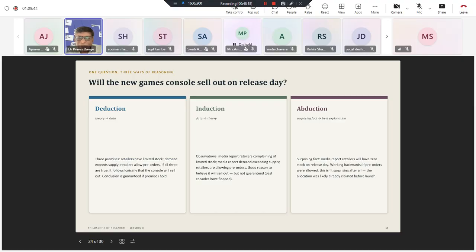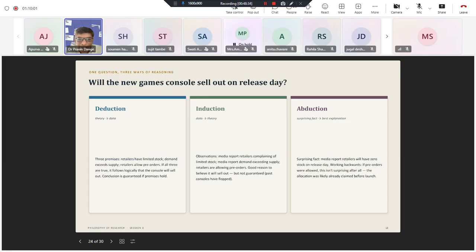Induction is a philosophy where you go from particular to general, the reverse order. You collect data first, try to find out whether there are patterns, and then, based on these particular instances, generalize those patterns. That is particular to general.